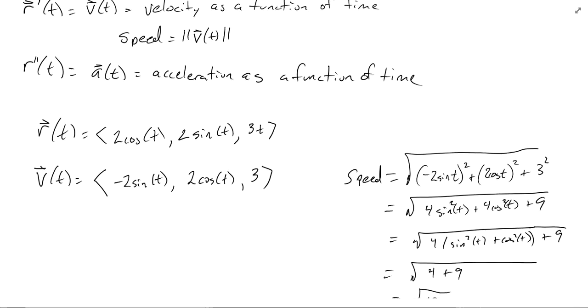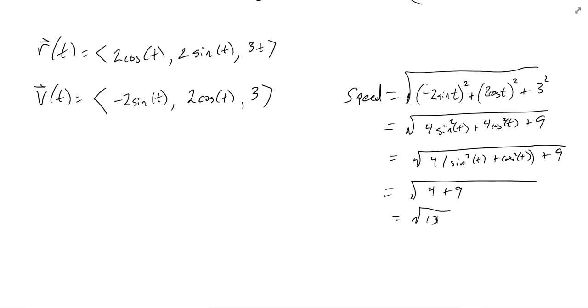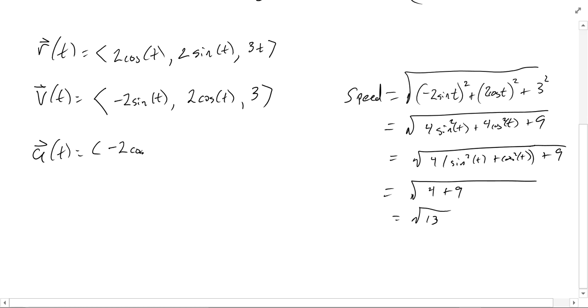If r is measured in meters and t is measured in seconds, that would be square root of 13 meters per second. And then a of t, if we needed our acceleration vector, we could just take the derivative of the velocity. The derivative of minus 2 sine t would be minus 2 cosine t. The derivative of 2 cosine t would be minus 2 sine t, and the derivative of 3 would be 0. So our acceleration vector is minus 2 cosine t, minus 2 sine t, and 0.